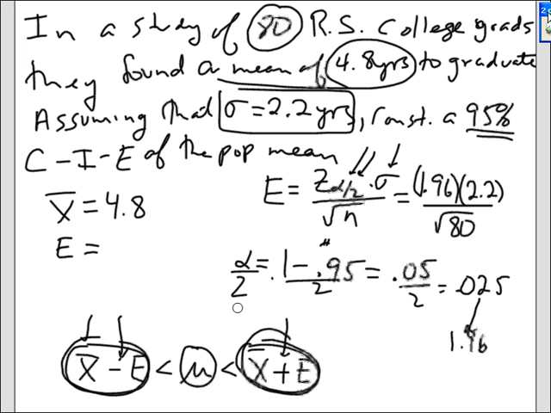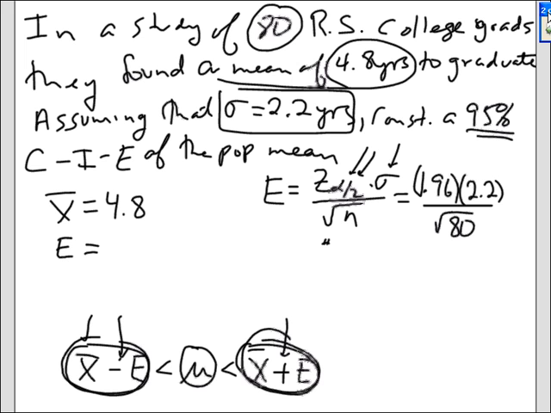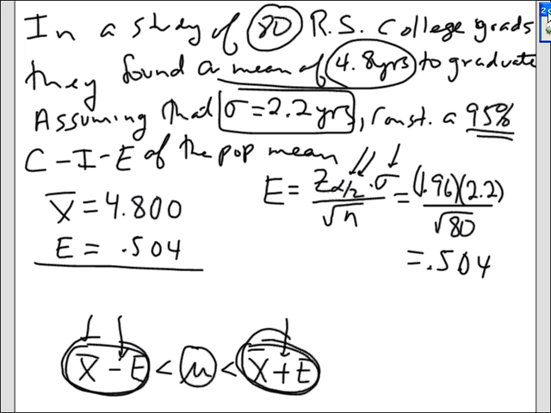Okay, let me just get rid of this because I need the space. If you crank out this arithmetic, you will get 0.504. So now I know E, 0.504. If you like, you can put the 2 zeros in. If I add these two numbers, I would get 5.304. That's x bar plus E.